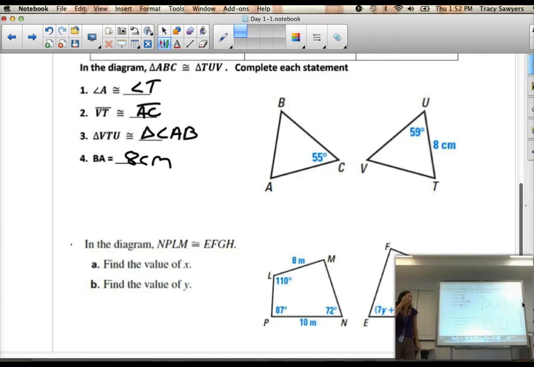Won't the measure of BA be equal to the measure of BT, UT? Yeah.